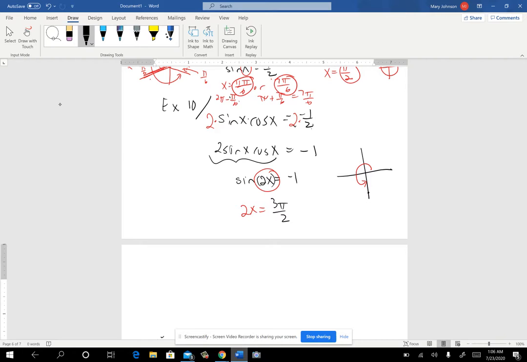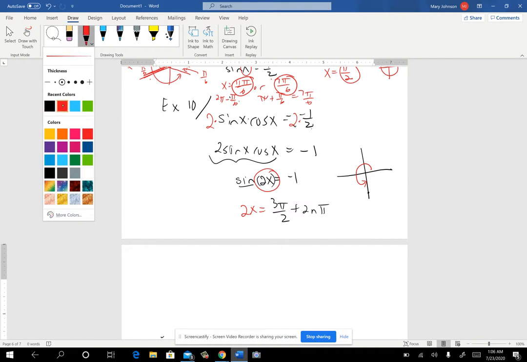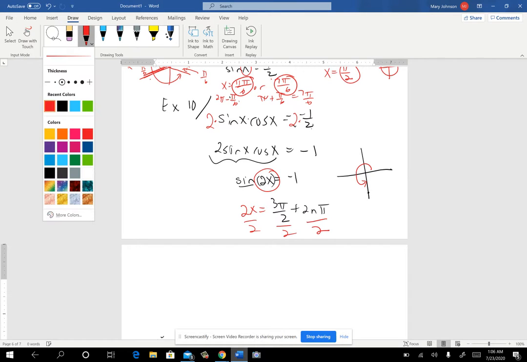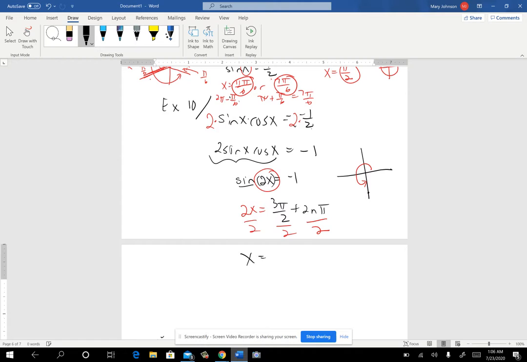Okay. Now, this is one of those with multiple angles. So this is one where you have to think about sine having a period of 2 pi, so add in that multiple of 2 pi there, and then divide by 2 everywhere. So this becomes x. This becomes 3 pi over 4, and here the 2's would cancel out, and you'd have n pi.